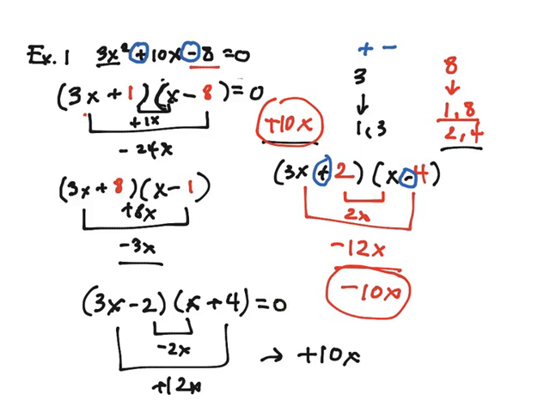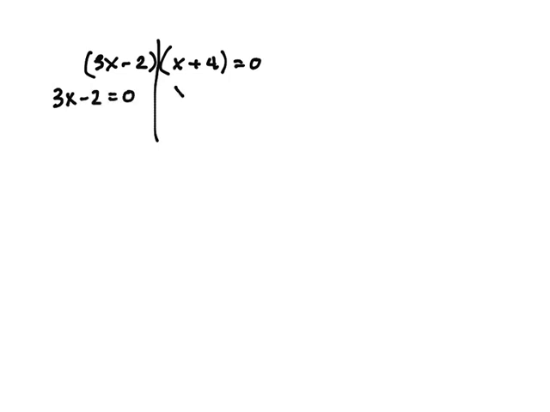Okay, now we have to solve it. Okay, in order to solve it, I'm going to go ahead and move it to another screen. So I have 3x minus 2, and then I have x plus 4, which equals 0. Okay, let's go ahead and split it, and then we have 3x minus 2 equals 0, and x plus 4 equals 0. So we're going to add 2 to both sides.